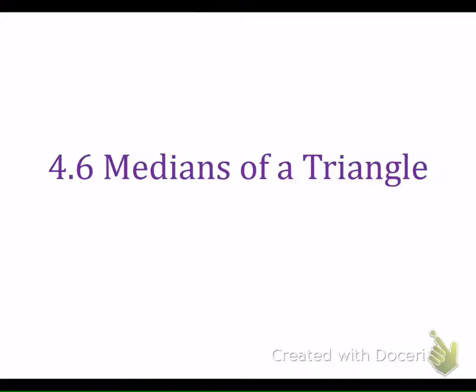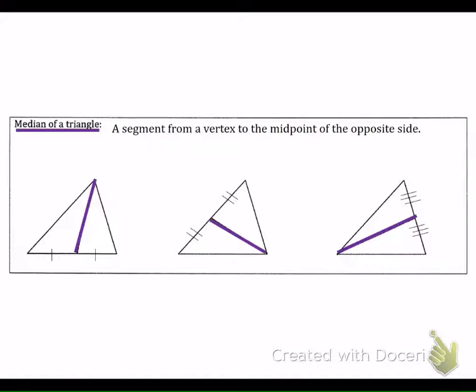So this is section 4.6, medians of triangles. Let's get some vocab out of the way. A median of a triangle is a segment from one vertex to the midpoint of the opposite side. So you find the middle of a segment connected across to that angle. That's a median.